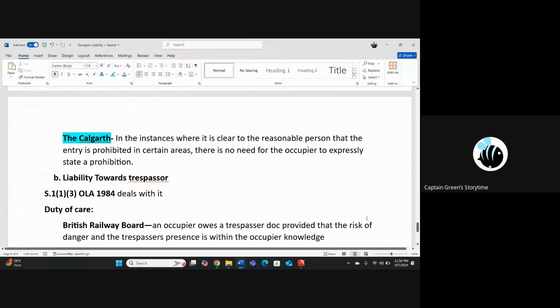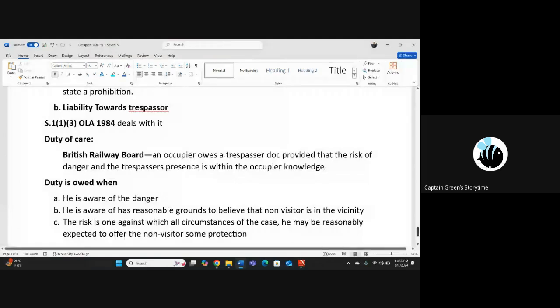Now, what would be the liability towards a trespasser? The section which deals with it is Section 1, subsection 3 of OLA 1984. The first is duty of care. We have the case of British Railways Board v Herrington, where it is stated that an occupier owes a trespasser a duty of care provided that the risk of danger and the trespasser's presence is within the occupier's knowledge. When an occupier knows that a trespasser is on my land, and he has the knowledge that he has entered the land or the premises, he has the duty of care, and he would be responsible for any dangers or injury caused to the trespasser.